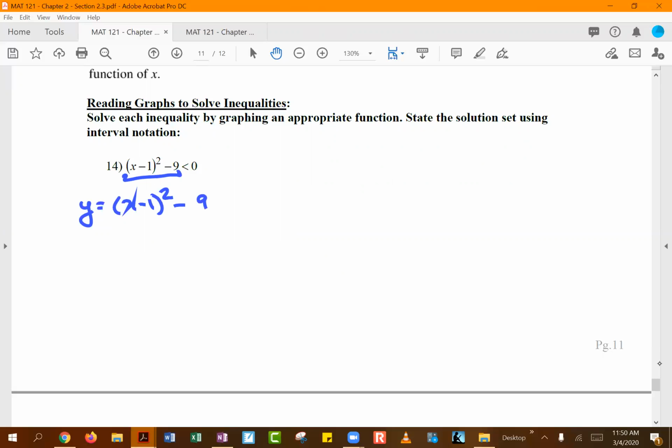Can anybody tell me, if we were doing transformations, what's our base function here? Very nice. Your base function is x squared, and what kind of movements are we doing by bringing these numbers in? What's the -1 telling us?